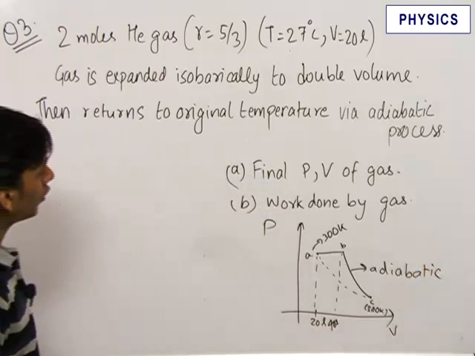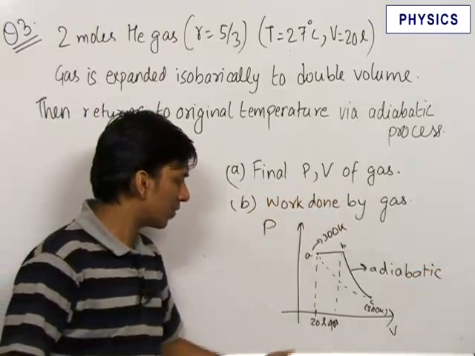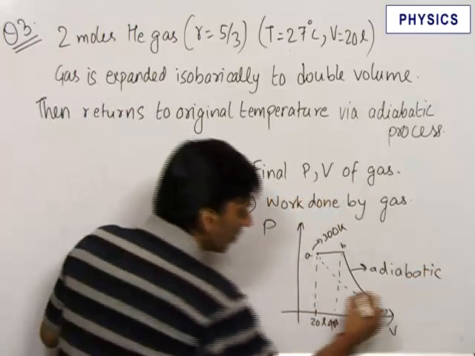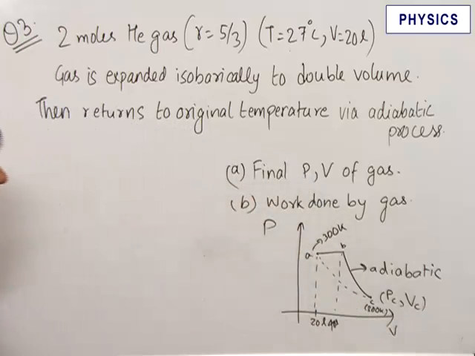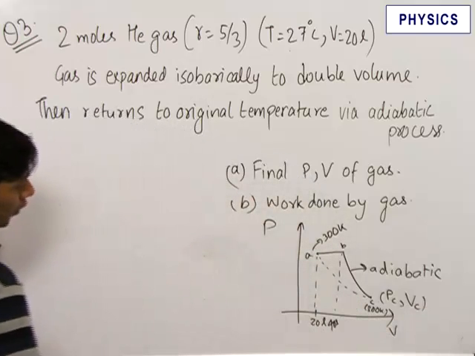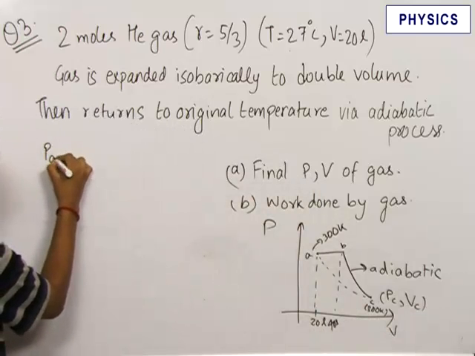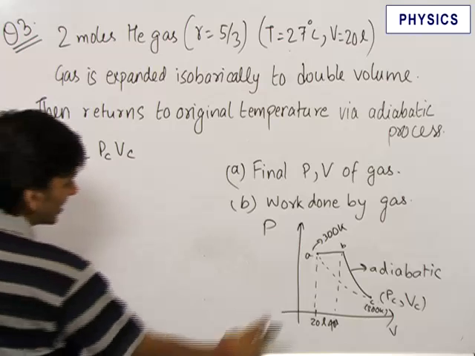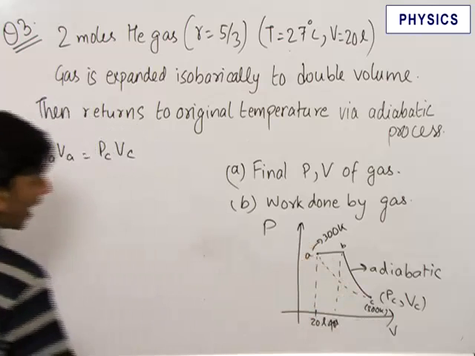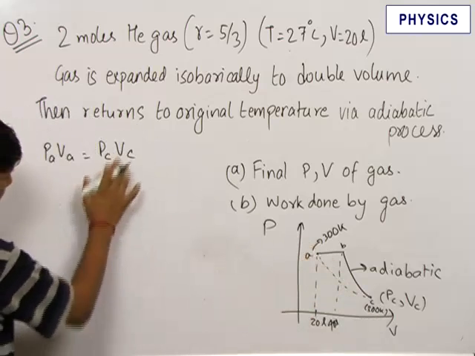So we now need to find out the final pressure and volume of gas. So we need to find out PC and VC, that is the pressure and volume of the gas at the point C. For that, let us first write the equation PAVA is equal to PC into VC. This is true because A to C is an isotherm, therefore PAVA is equal to PCVC.